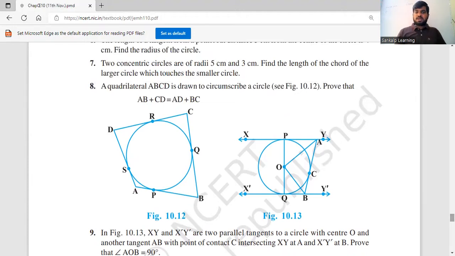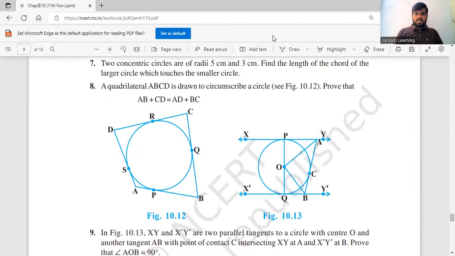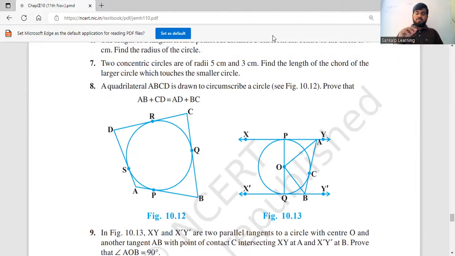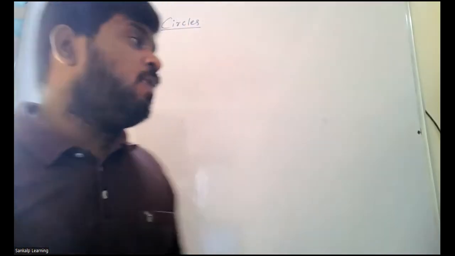A quadrilateral circumscribing a circle in which we have to prove AB plus CD equals AD plus BC. I mean the sum of opposite sides. AB and CD are opposite, add them. AD and BC are opposite sides, add them. Both will be equal.